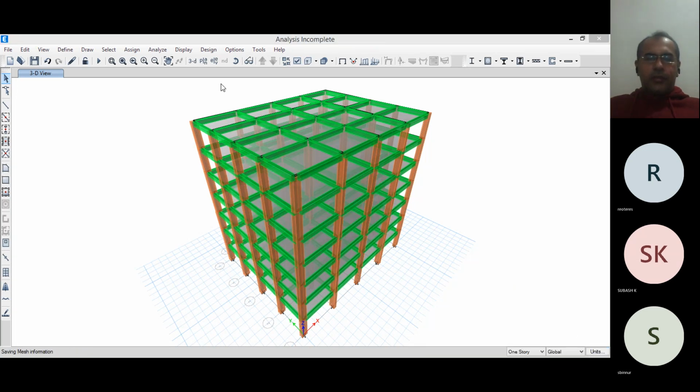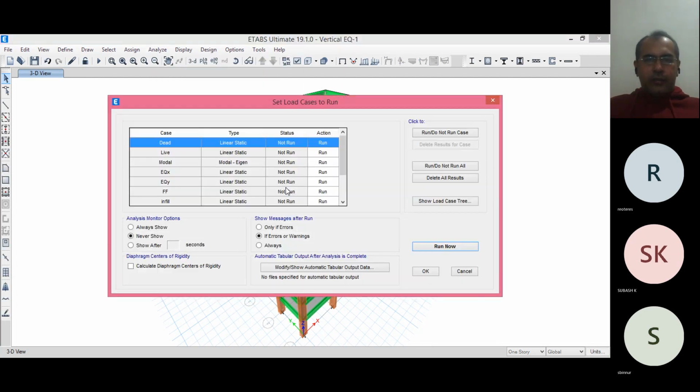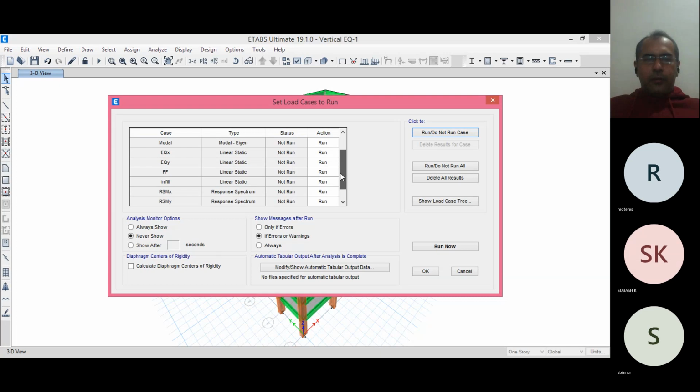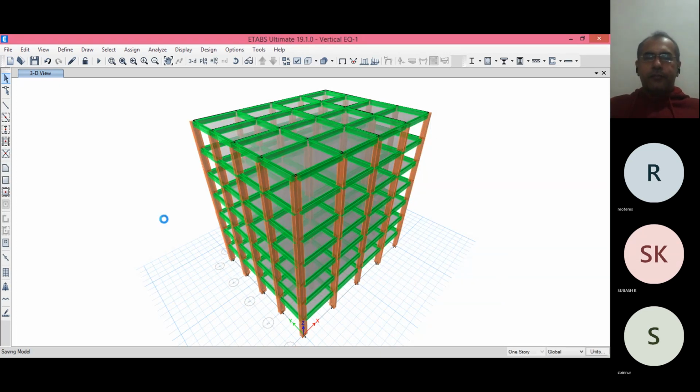First, I will go to Analyze and I will not run the vertical earthquake. So I will keep it to Do Not Run. So I will only run the horizontal earthquake. So all vertical earthquake response spectrum function will be 0.